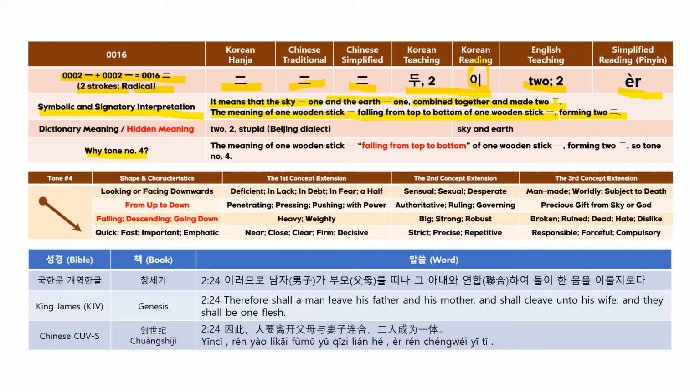Once again, the sky and the earth are the hidden meanings of this character, E. It means that the sky one and the earth one combined together and made two. Also the meaning of one wooden stick falling from top to bottom onto one wooden stick and forming two. Okay, so just like this.